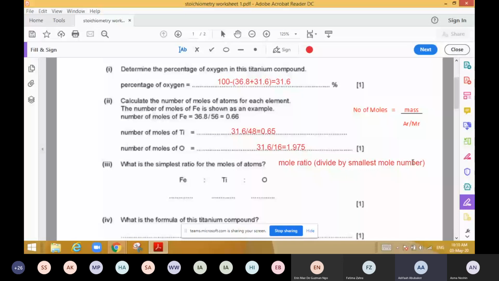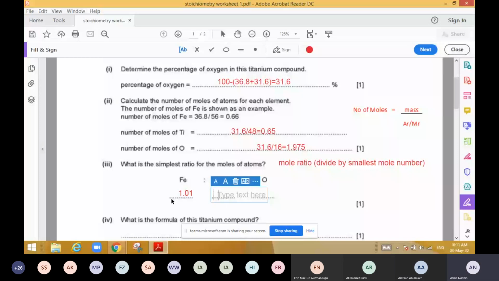1.01. Okay, very good. For the first one, we got 1.01. So it will be 1, rounded. Who else? You did 0.65 divided by 0.66, isn't it?